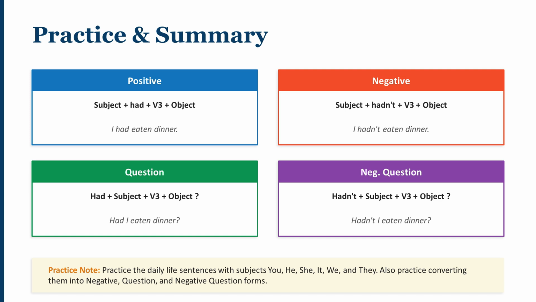For negative questions, the structure is hadn't plus subject plus V3 plus object, followed by a question mark. For example, hadn't I eaten dinner? Now, here is your practice task. Take the daily life sentences we learned and practice them with other subjects like you, he, she, it, we, and they. Also try converting those sentences into negative and question forms. The more you practice, the more natural these sentences will become in your daily conversation.